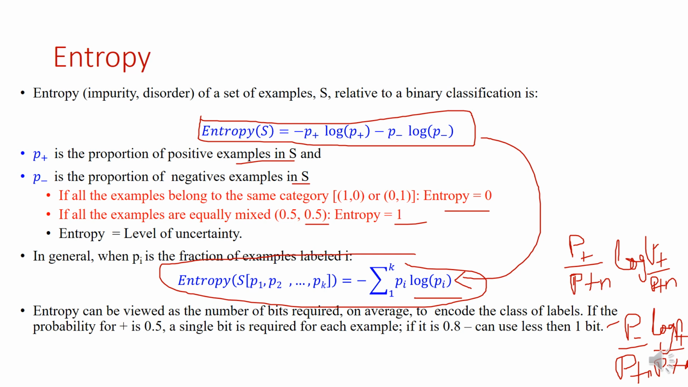Okay guys, so entropy can be viewed as the number of bits required on average to encode the class of labels. If the probability for plus is 0.5, a single bit is required for each example. If it is 0.8, we can use less than 1 bit. So this is about the entropy, and what is the formula we use for entropy? You can go for the first formula shown here, or in general you can use this formula to calculate the entropy, and we have to remember when it will be 0 and when it will be 1 to solve the problems in ID3 or C4.5.